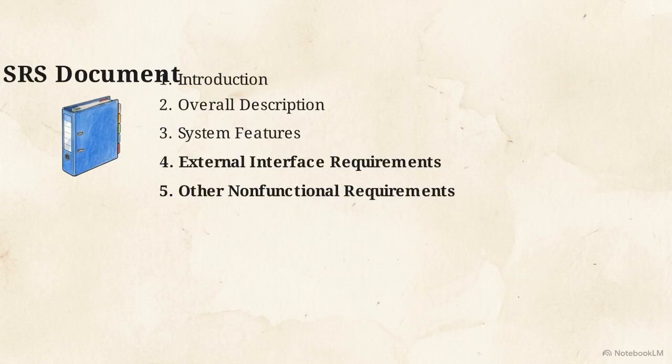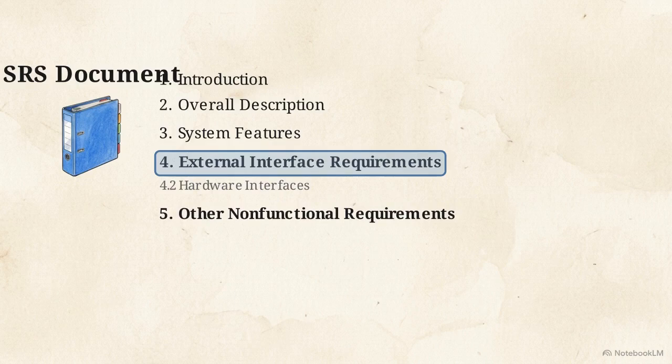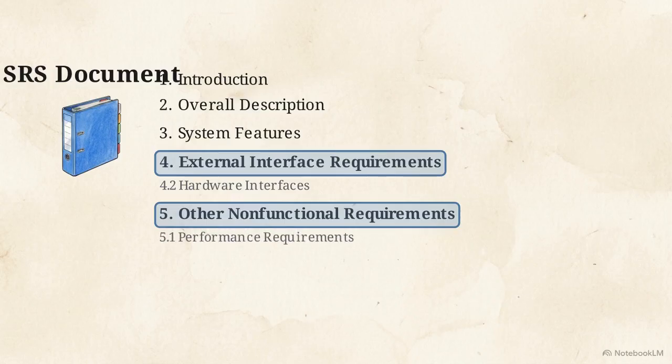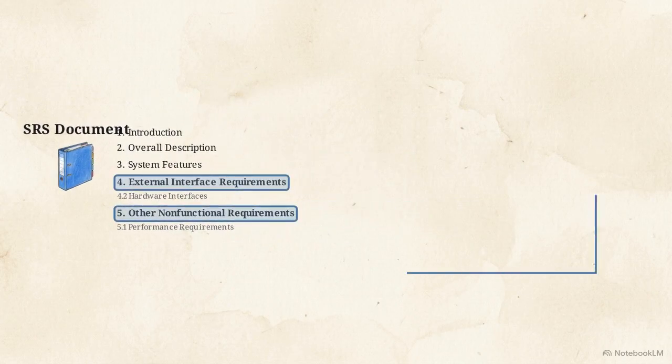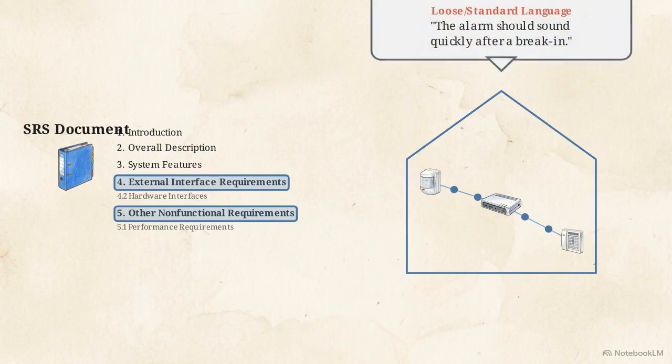To prevent those timing failures, we rely on a software requirement specification, or SRS. For real-time systems, the most critical areas of this document are Section 4, which defines external interface requirements, and Section 5, covering other non-functional requirements. We can see how this works in practice by looking at the Safe Home Security System. This system must monitor physical sensors, process keypad inputs, and trigger a control panel without hesitation.